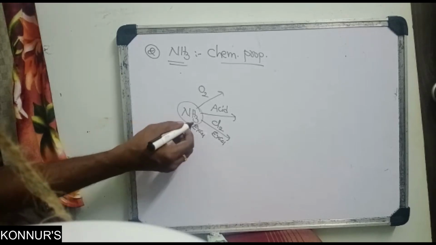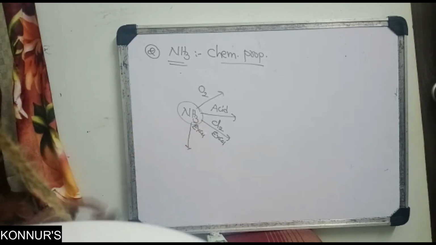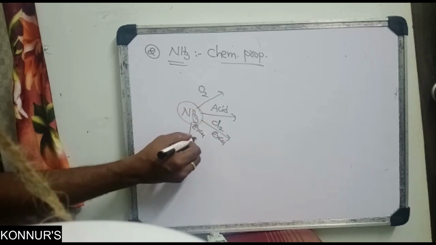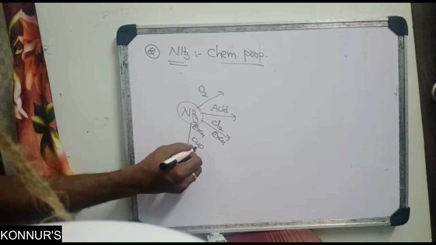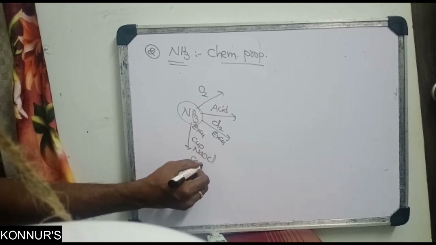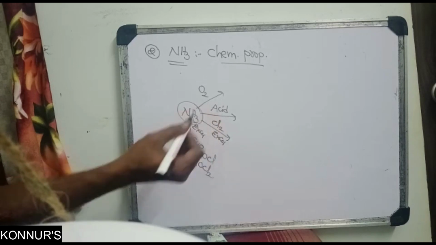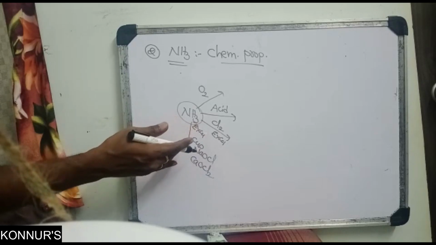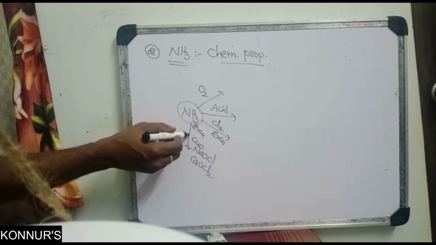Next, here a hydrogen compound is already there. It supplies hydrogen. So oxygen compounds you can add: CuO, NaOCl, bleaching powder CaOCl2. Anything that easily supplies oxygen will react with this one.